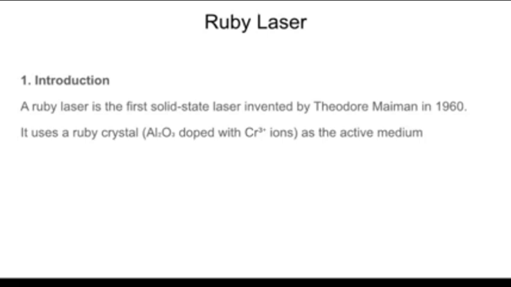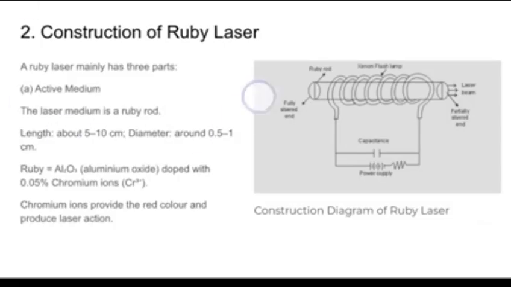Ruby laser. This laser was the first solid state laser, invented by Theodore Maiman in 1960. It uses ruby as an active medium. Construction. In the diagram you can see a capacitor with the power supply. This is the ruby rod, and around this ruby rod we have the flash lamp. The laser medium is known as the active medium.